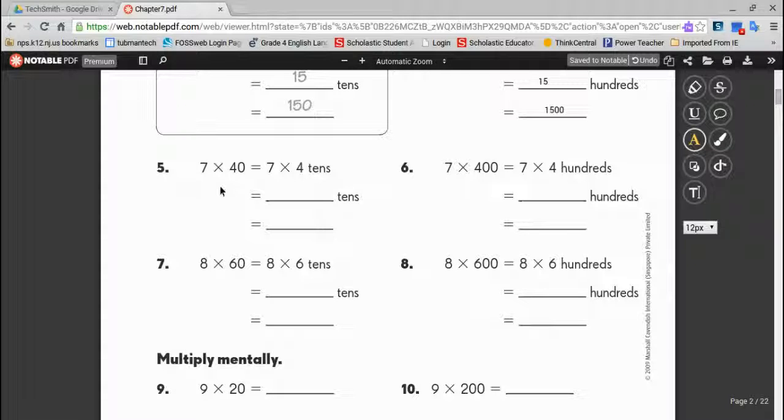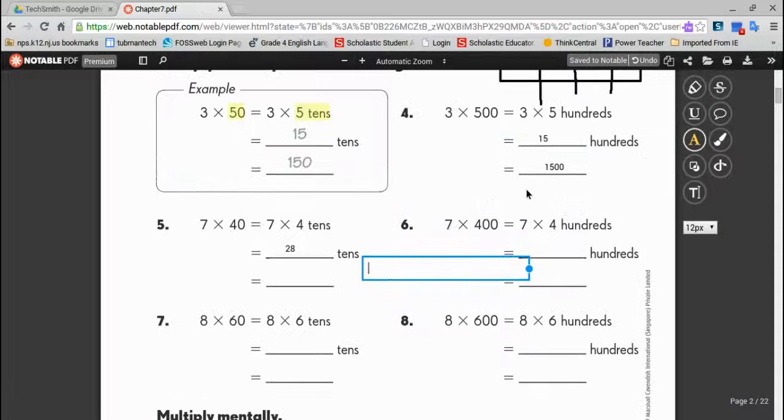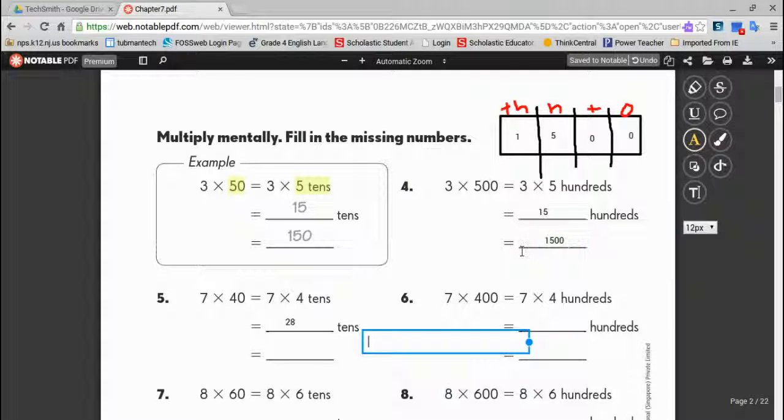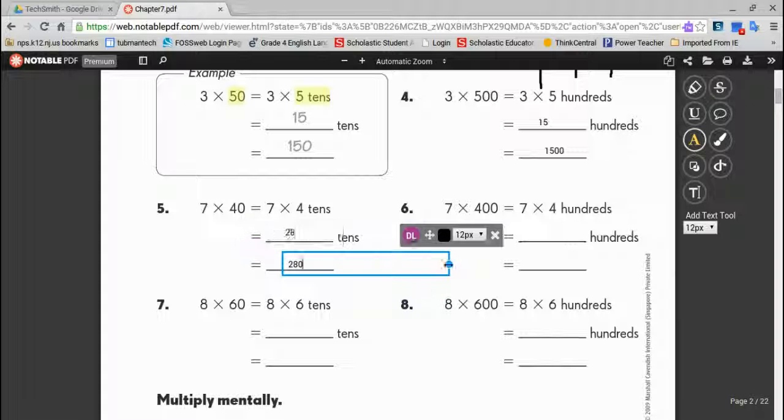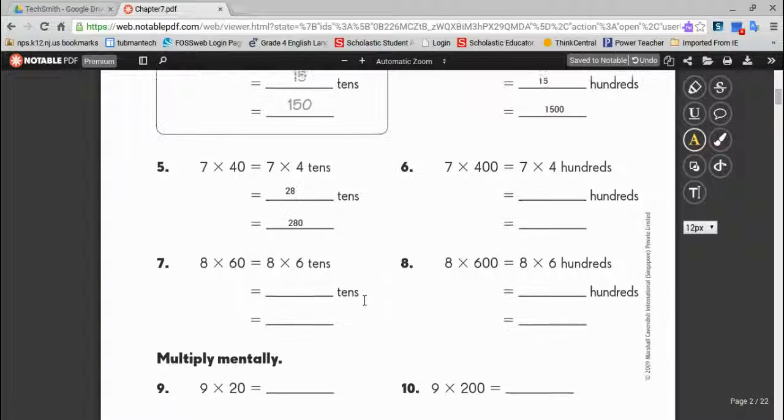So I'm going to do number 5. 7 times 40 equals 7 times 4 tens. Well, we have to first figure out what 7 times 4 is. 7 times 4, if we think about that, that's 28. So we have 28 tens. Now again, use your place value chart up here. 28 tens is 28 with a 0 at the end, which makes it 280. So again, 28 with a 0 at the end because it's the tens place, which is 280.